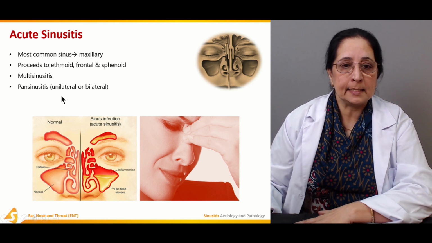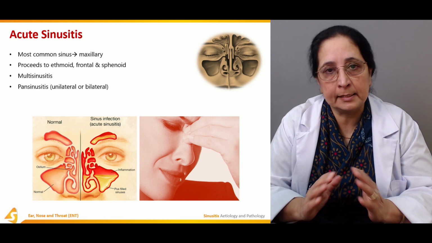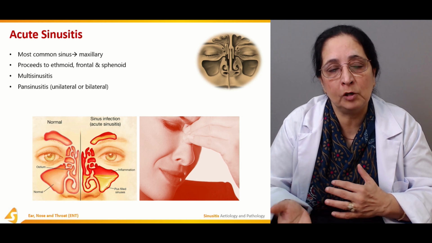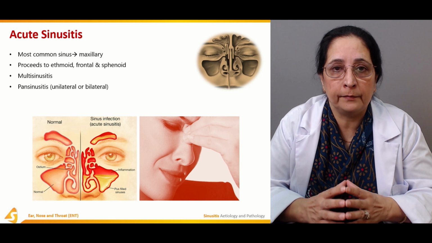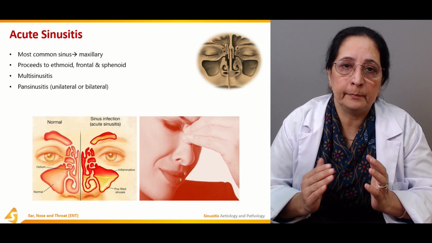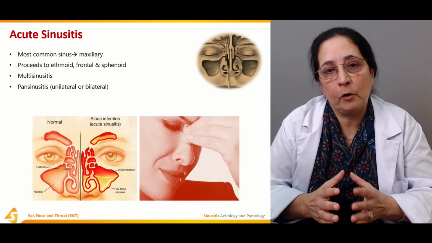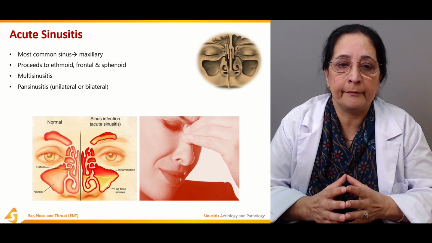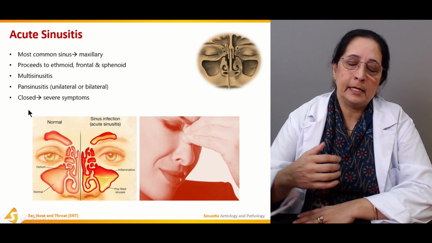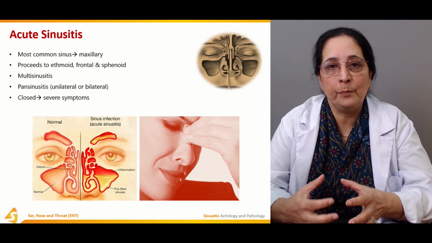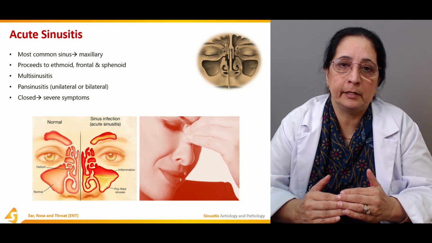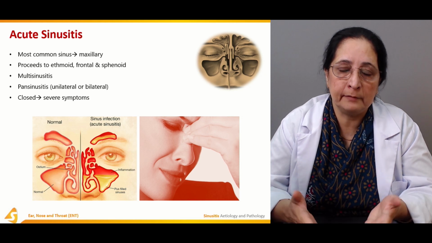Or it can be pansinusitis, more than one affected. It may be unilateral, where only one side is affected, or bilateral, when both sides are affected: both frontal sinuses, both ethmoid, sphenoid, and maxillary sinuses. So that's pansinusitis. Closed, as the name shows, means there is no passage for the excess secretions to drain. Then it is more severe.